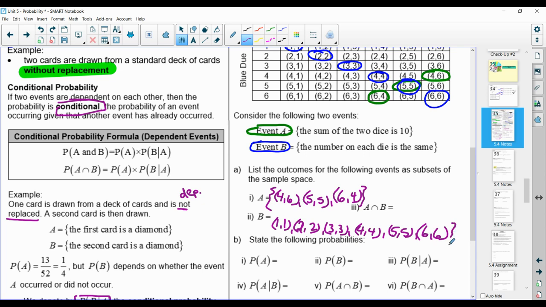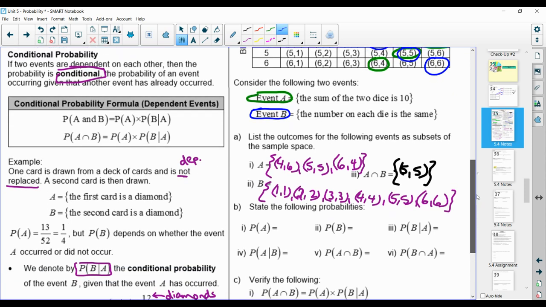And again, because this is a set, we use our squiggly brackets. Now, the outcome for the sets for A and B, this is just our overlap there, 5, 5. And again, it's still a set, so we're using our squiggly brackets there. Now let's go through and list our probabilities.